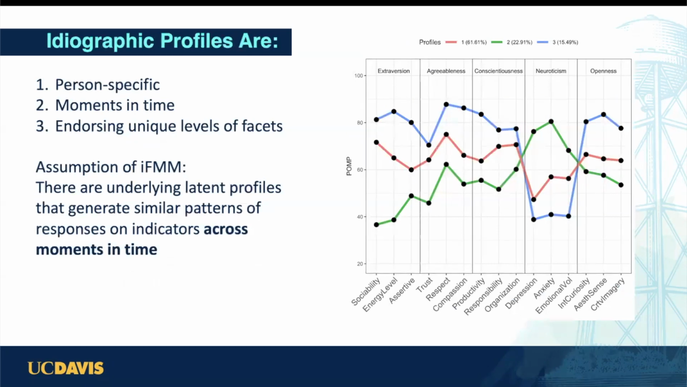Idiographic profiles are somewhat similar, but instead of grouping people, we're going to be grouping moments within a person. And so, again, one, profiles are person specific. Two, they are moments in time. And three, these moments in time that endorse similar and unique levels of facets are grouped together. And so the assumption of this method is that there are underlying latent profiles that generate similar patterns of responses within a person.